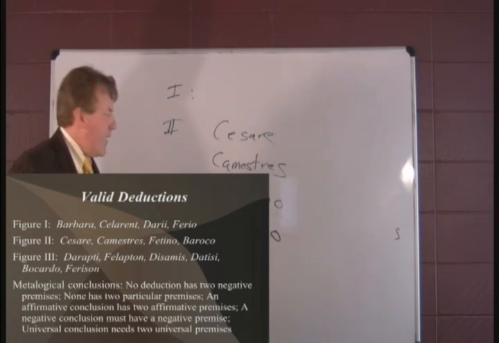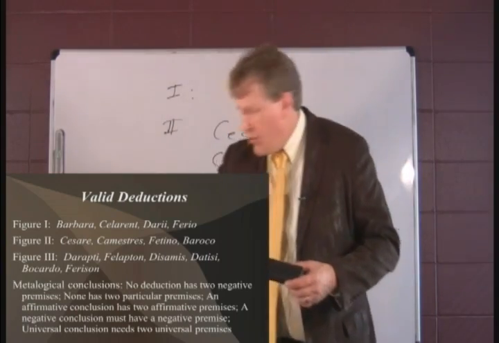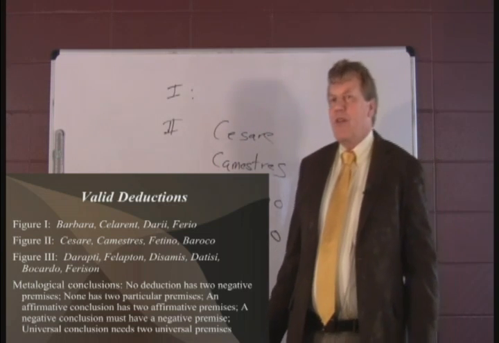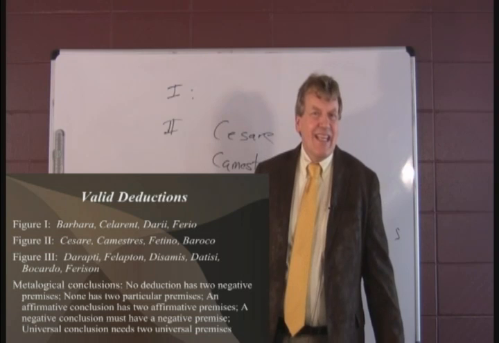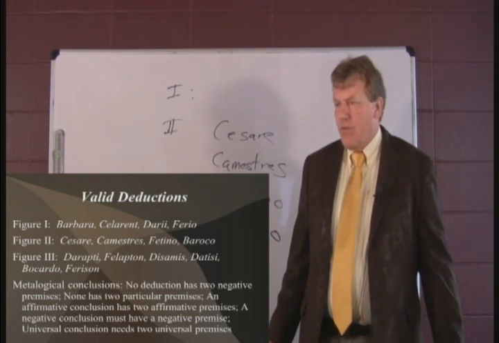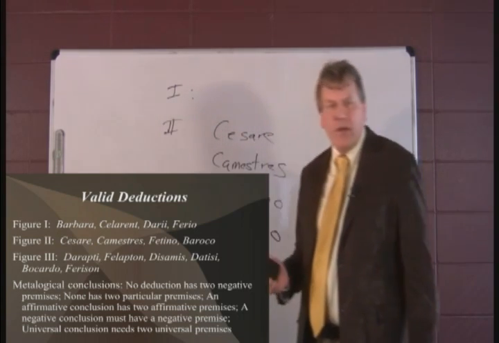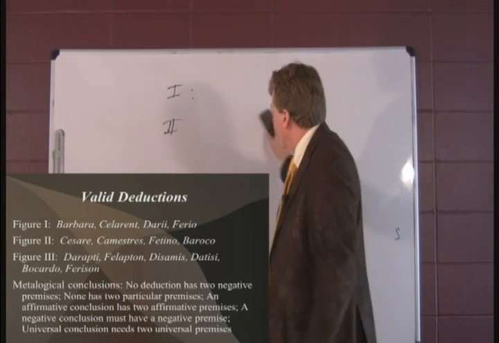And then figure 3, if you want to look down in your slide there, you can see it at the bottom of the page. It should be over there. Darapti, Felapton, Disamis, Datisi, Bocardo, and Ferison. Right? So these are our valid deductions. If you were a schoolboy, you could learn those, memorize them, and then you could do logic.